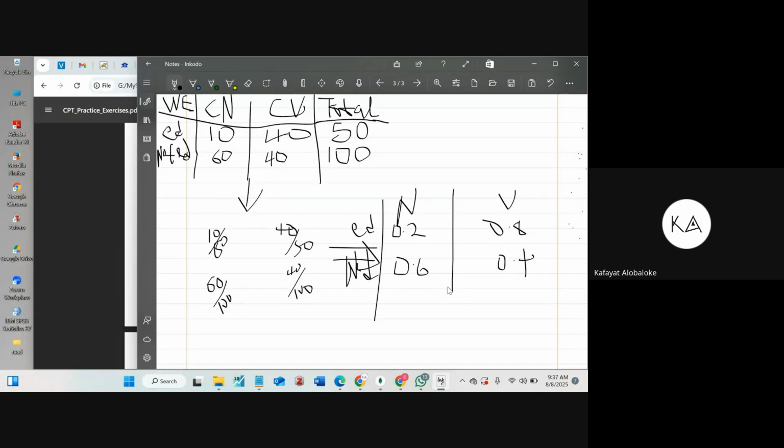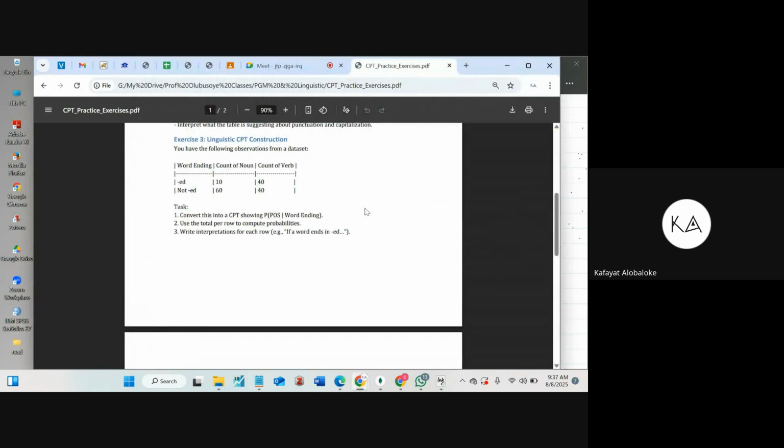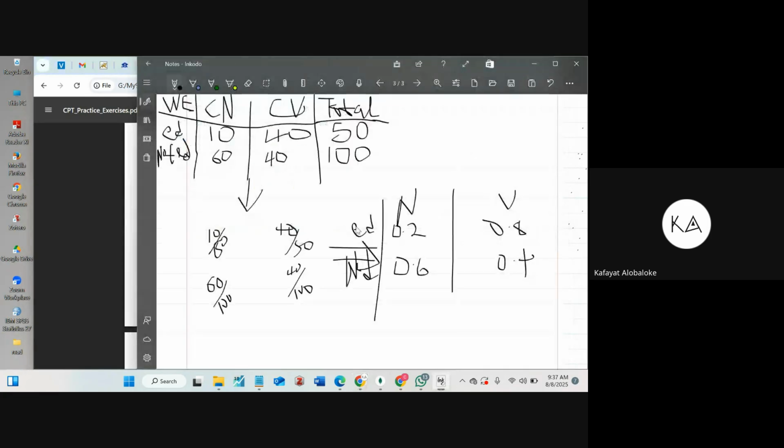Is there any question before we answer the next one? Do you get it to this point? Yes, ma'am. All right, thank you very much. What we just did is we used the total per row to compute the probabilities. Isn't that what we did? What's the total per row? That's the 50 and the 100. Now we use that to compute the probabilities already.